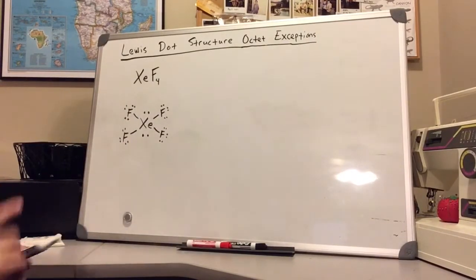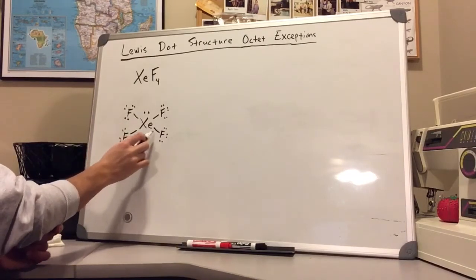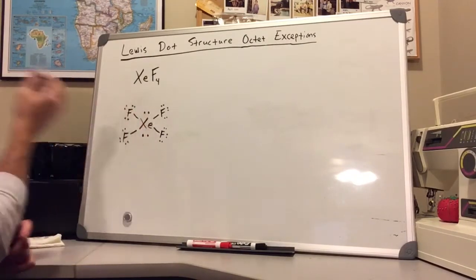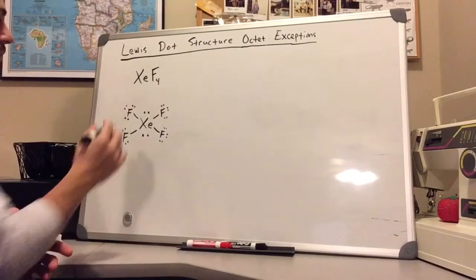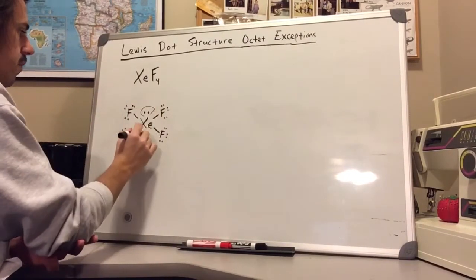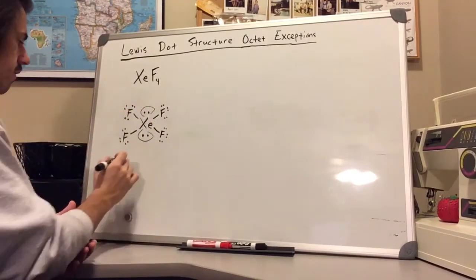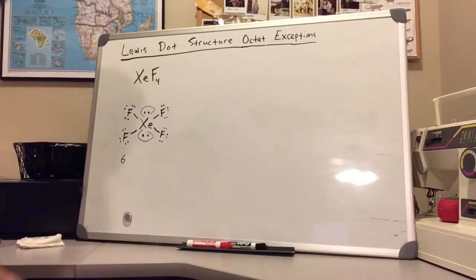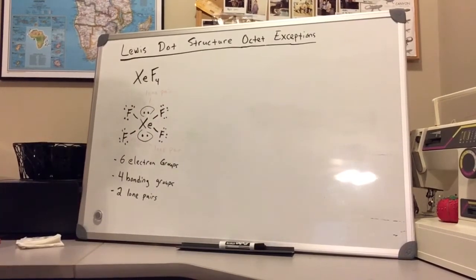Now if we count them up, each of my fluorines ends up having 8 valence electrons, a full valence shell. My xenon, however, will have 2, 4, 6, 8, 10, 12 electrons. And so when I'm counting up electron groups, these 2 here are lone pairs, and then I have 4 bonding groups. So I have a total of 6 electron groups, 4 of which are bonding, and 2 are lone pairs.